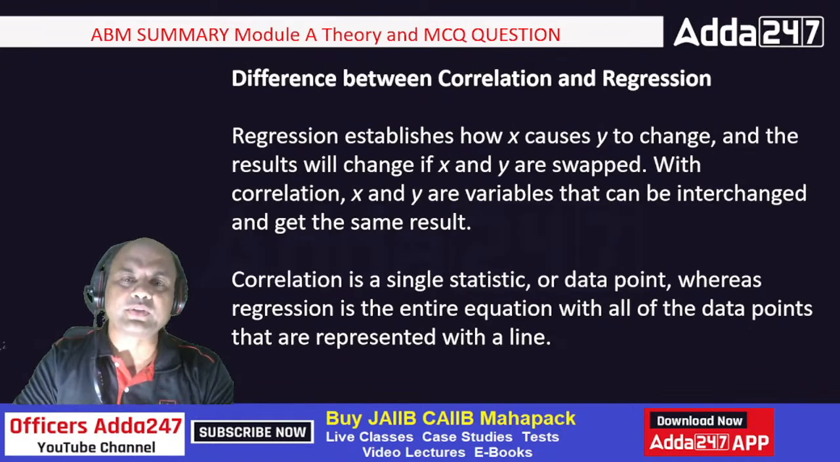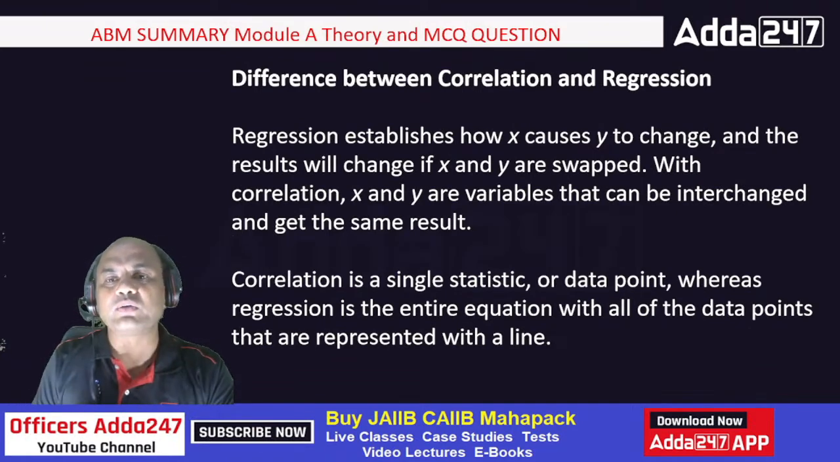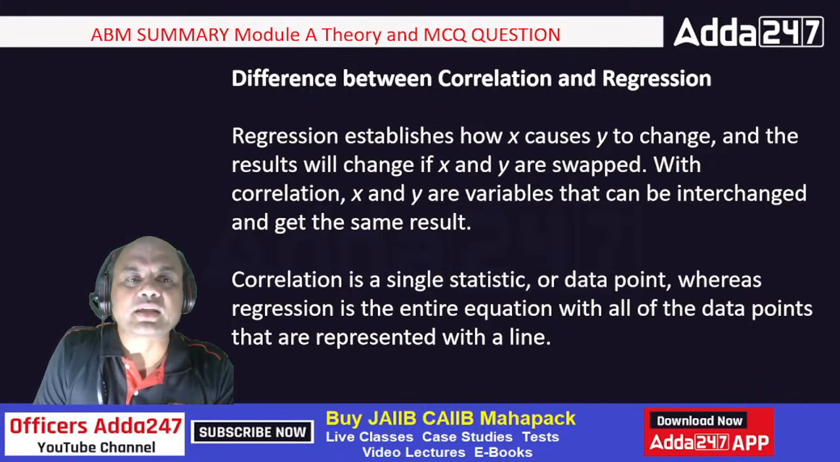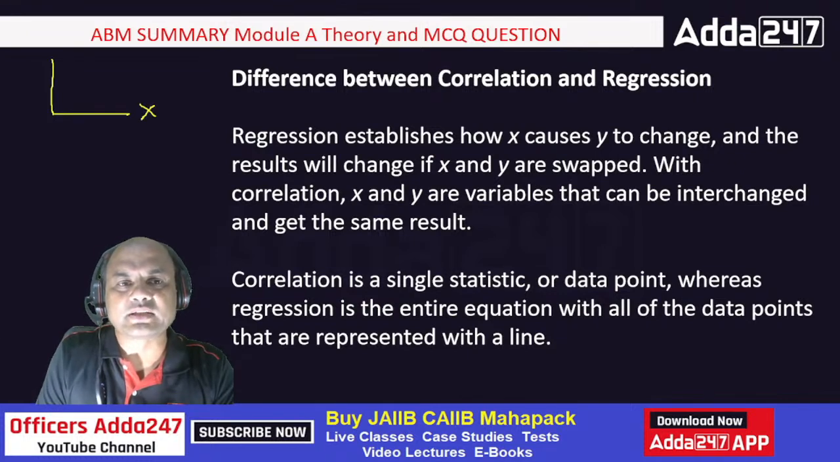What is the difference between correlation and regression? Regression establishes how x causes y to change, and the results will change if x and y are swapped. Now what do you mean by this? Understand the difference. Regression means, suppose I am having this line, one is x and the second is y. This is the graph I am drawing.